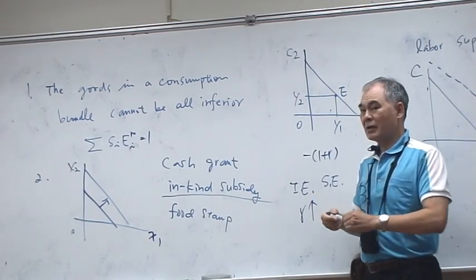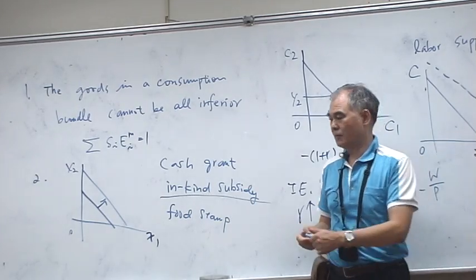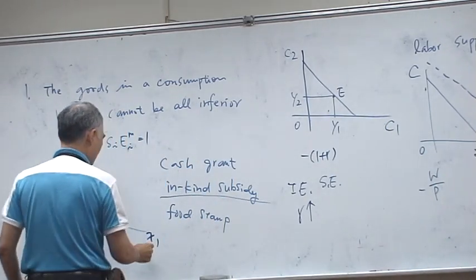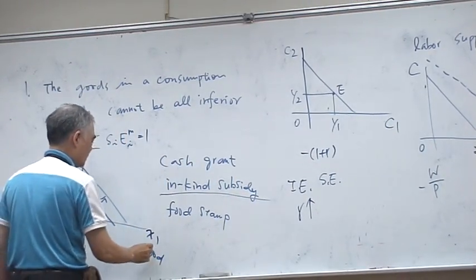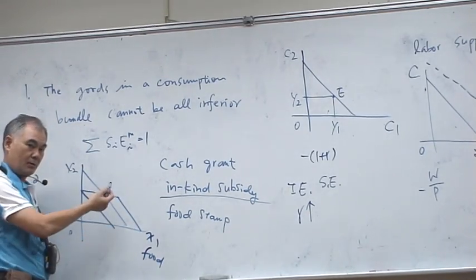Because what you get is something that you cannot spend on other goods, okay? So for example, a food stamp, so then this is going to be food, right? You get food stamp, you can buy more food, but not the others, okay? Not the other goods.